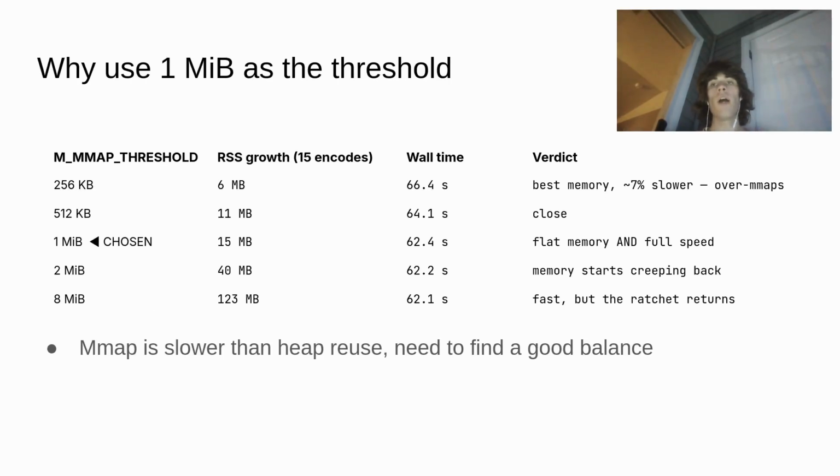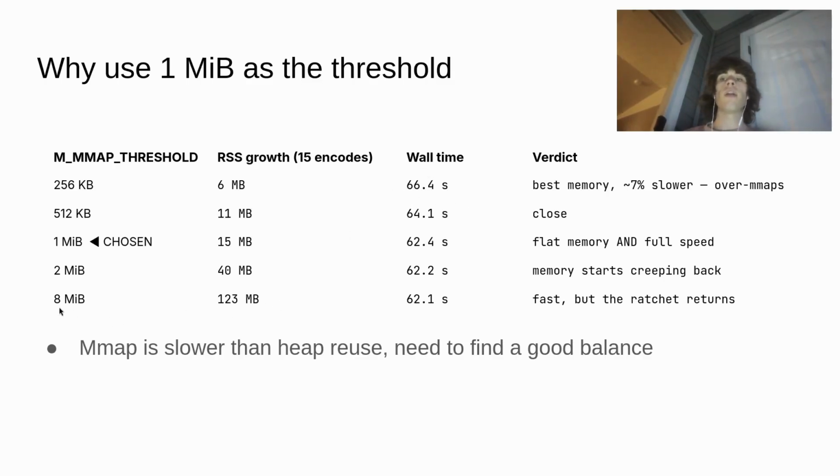Okay, so why choose 1 megabyte as a threshold? Basically the reason why is mmap is slower than heap for reuse, so you really want to find a good balance between memory and speed. I mapped out 5 values here, and looking at this, we chose 1 megabyte because it had low RSS growth, but it also had a really good wall time. Using something like 256 kilobytes would give you the best performance, but as you can see, it's a little bit slower than using a megabyte.